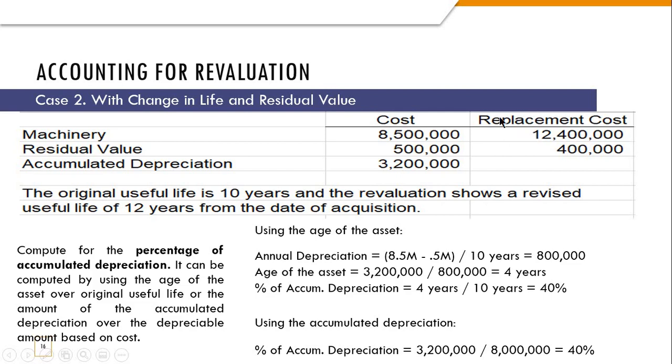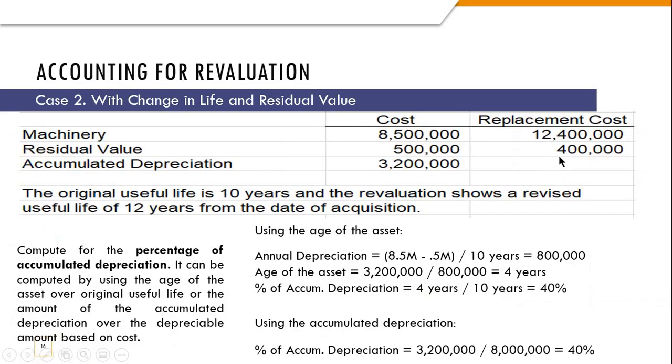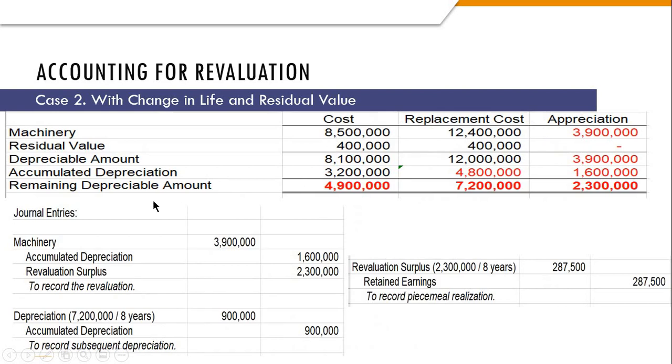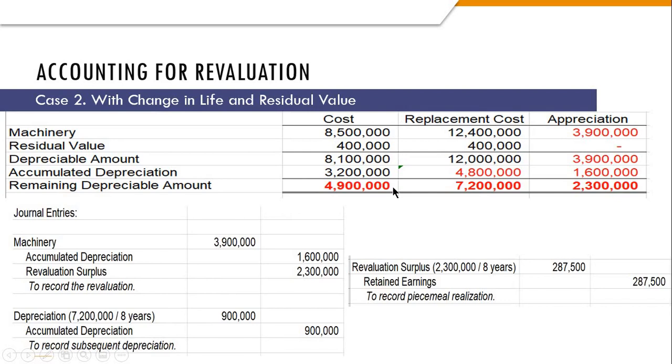But at the time na ni-revalue na natin yung asset, we computed the replacement cost, the depreciated replacement cost or the sound value, okay? Ginamit na natin yung 400,000 as residual value, as well as sa pag-compute natin sa remaining accumulated depreciation, and the remaining depreciable amount of the asset based on cost. So 400,000 na yung ginamit natin dito. So that's 8.5 minus 400,000, that's 8.1 million. 8.1 million minus 3.2 million na accumulated depreciation, that's 4.9 million. So remember na this is relevant, kasi the difference of this and the depreciated replacement cost is the revaluation surplus.